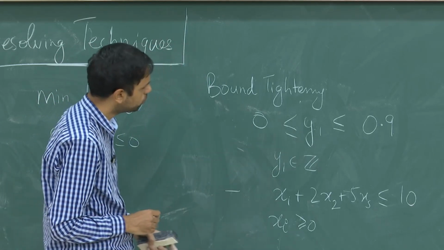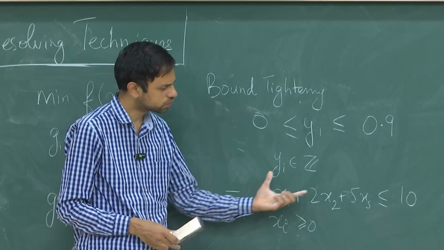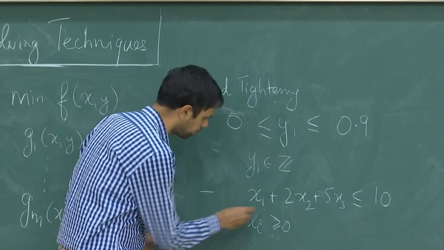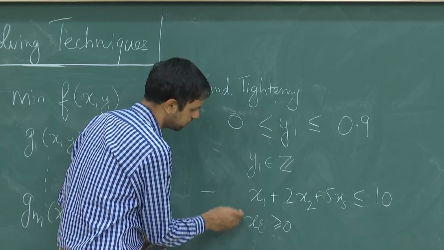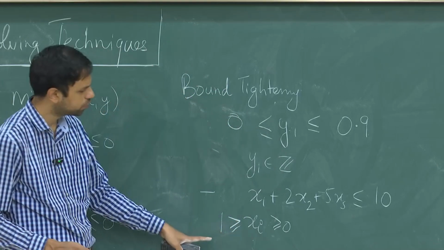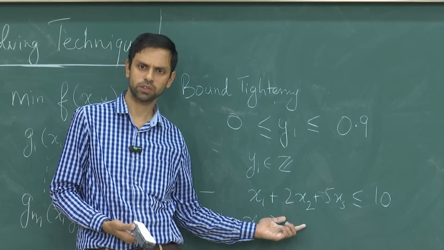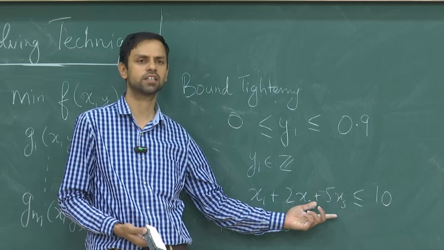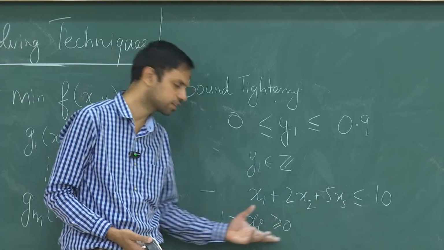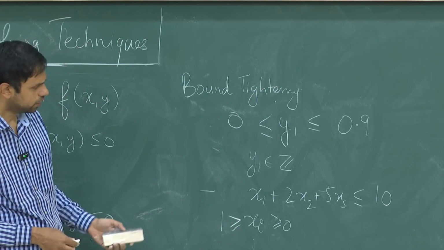The other side of bound tightening is to actually deduce redundancy in a constraint. For example, suppose I have again this constraint and every x is between 0 and 1, then clearly this constraint is redundant, because the maximum this can take is value 8, but it is saying less than or equal to 10. So even if I drop this constraint, nothing really changes. So I can safely remove this constraint.